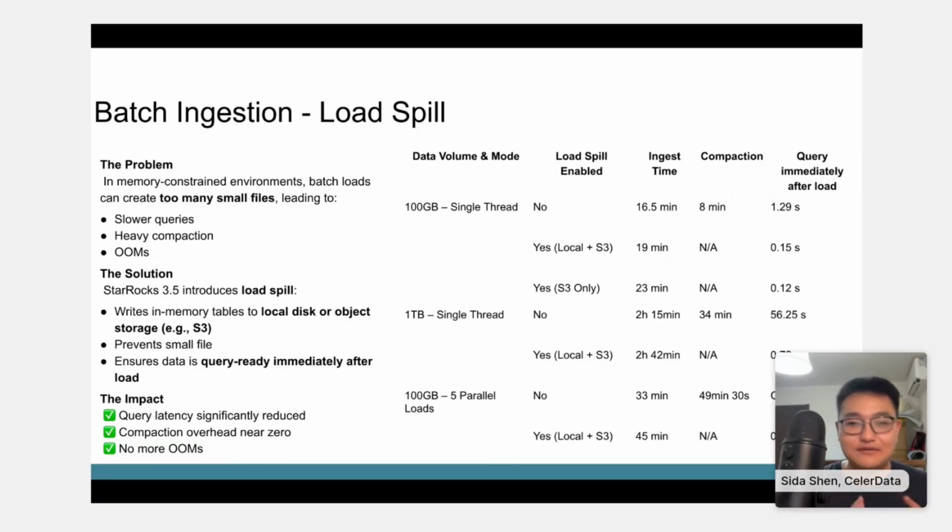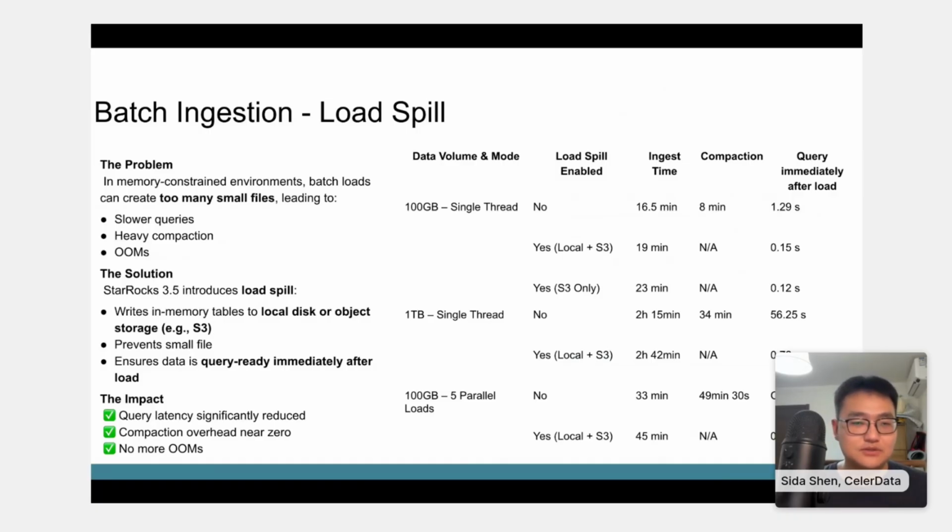And then after creating those small files, StarRocks needs to compact them into larger files. Heavy compaction uses a lot of CPU and is very error prone. And then you're going to run into OOM issues, not only on the ingestion side because you have a lower amount of memory, but also for query. So StarRocks 3.5 introduces ingestion spill, or data load spilling, for this exact reason.